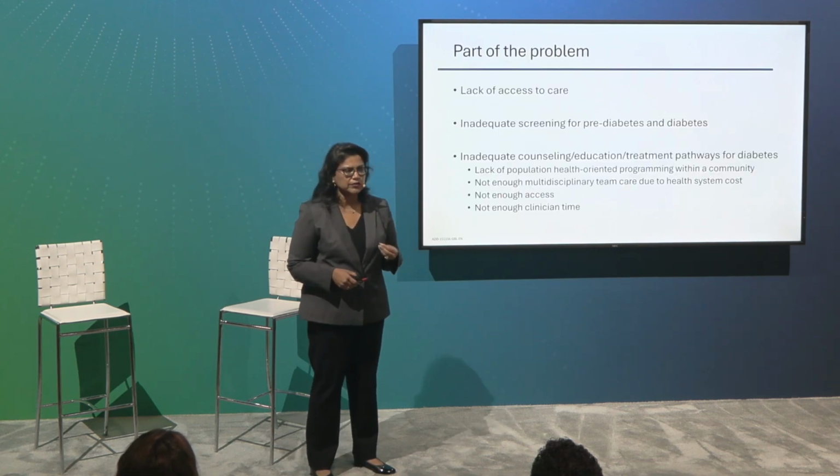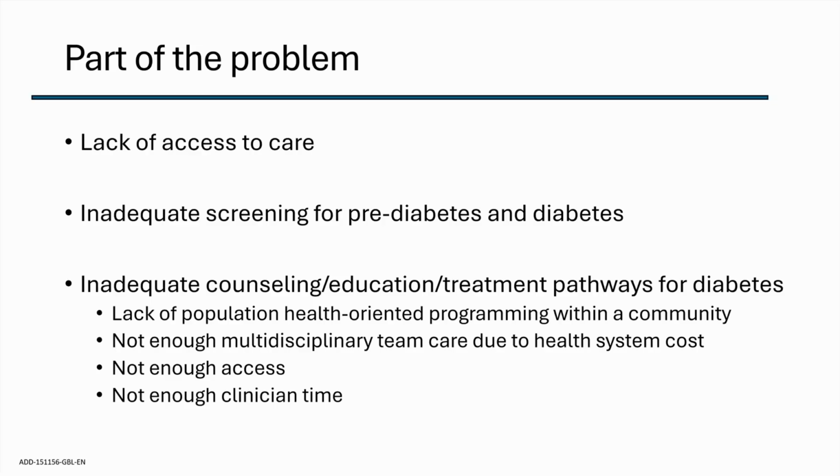So what's going on? Part of the problem is we have a lack of access to care. We still have lots of people in our country who don't have access to healthcare or healthcare insurance. We're not adequately screening for prediabetes and diabetes. We're not catching people as they come into the emergency room or other places of healthcare where we might be able to say, okay, we've made a diagnosis of diabetes.